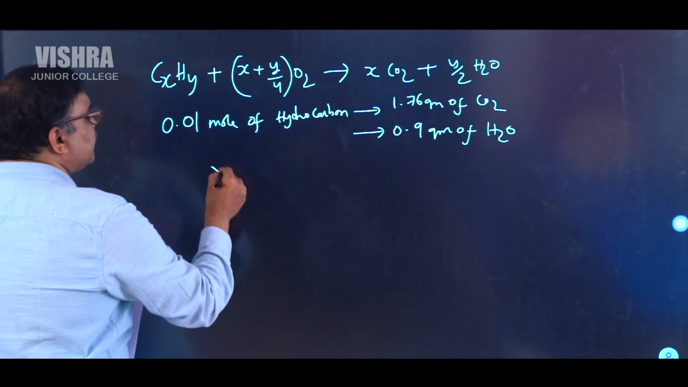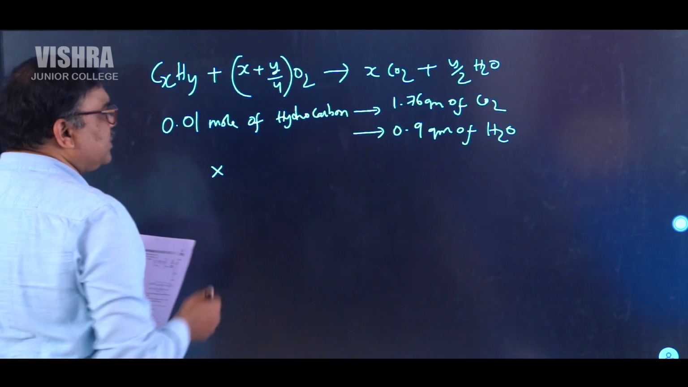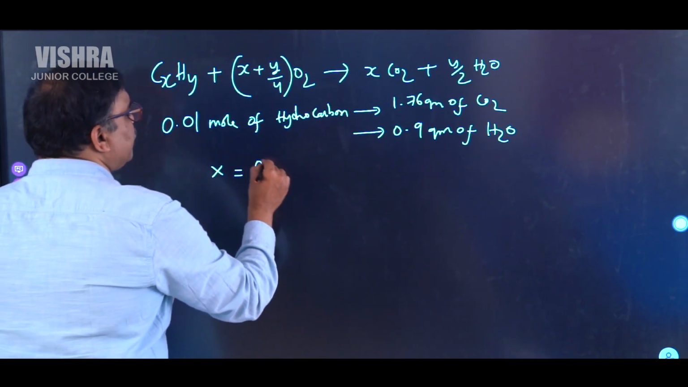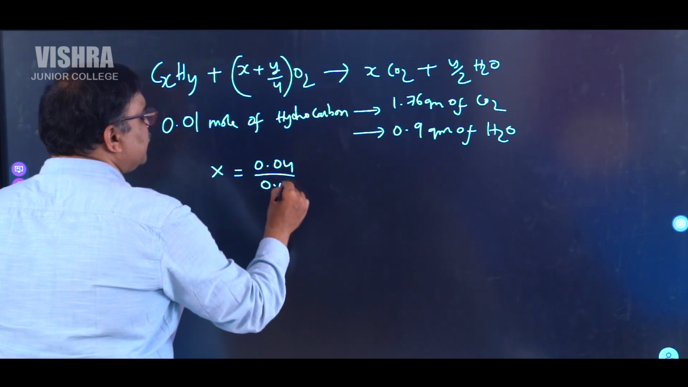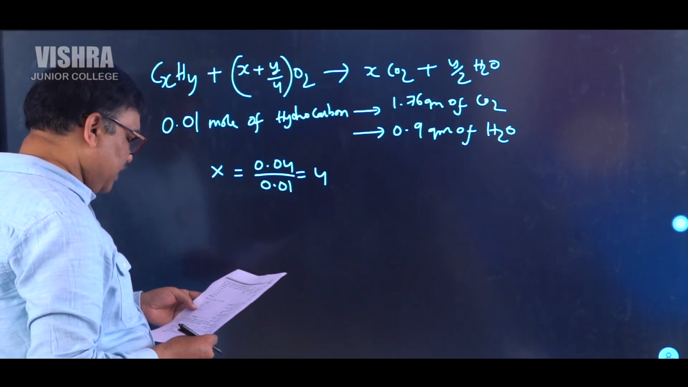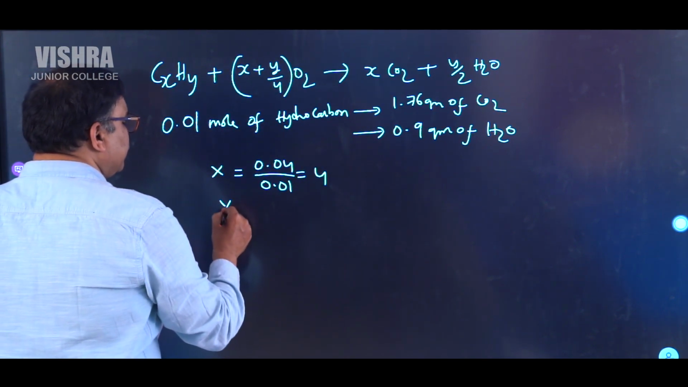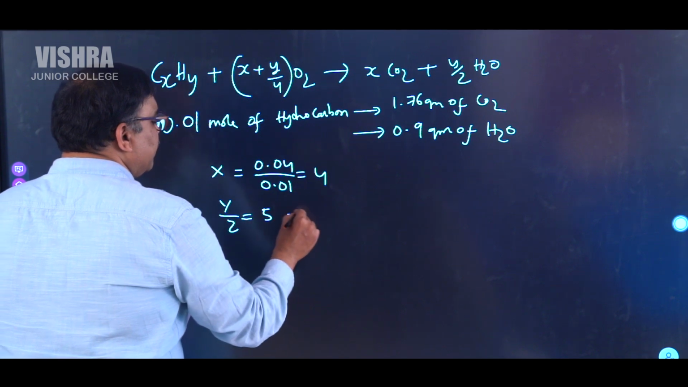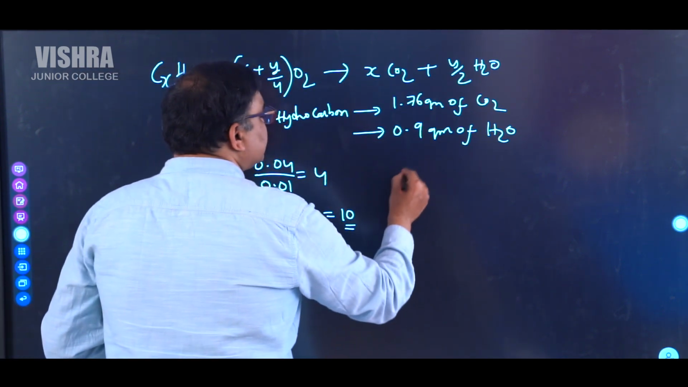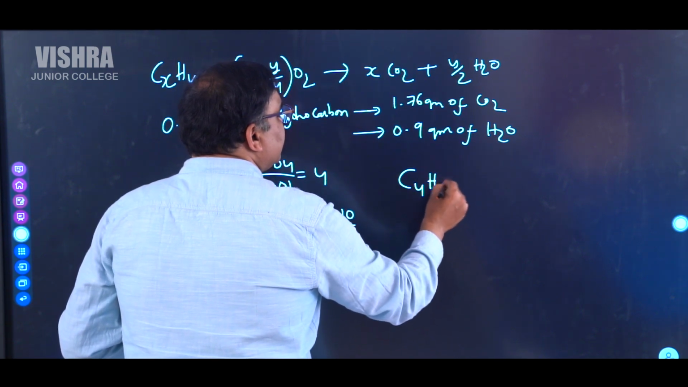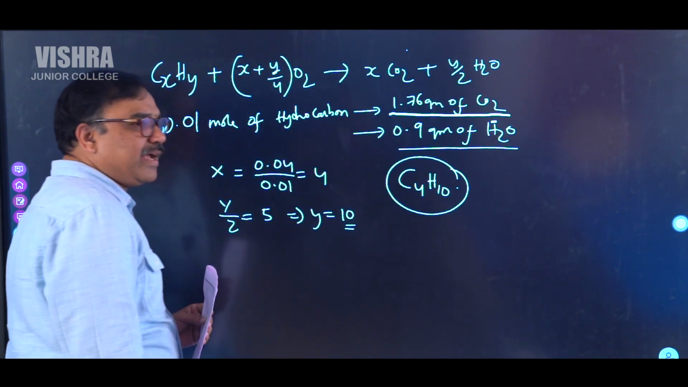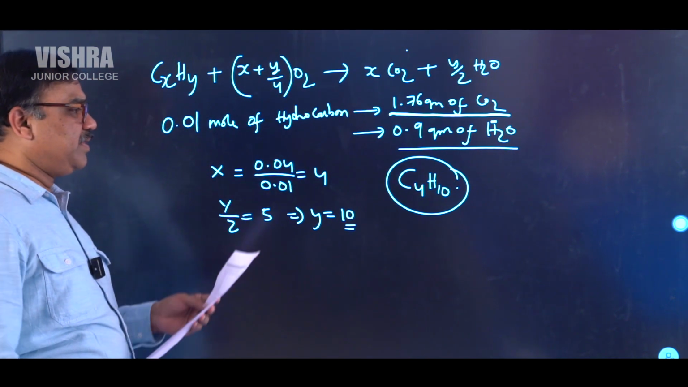So X, I want to calculate. What is X? X moles of CO2. This one is equal to 0.04 divided by 0.01, which is equal to 4. X will give us 4. Remember that. In the same way, y by 2 is equal to 5, which implies y is equal to 10. Yes, 10. So this compound is C4H10. On combustion it gives like this, and these parameters will obey the equation.